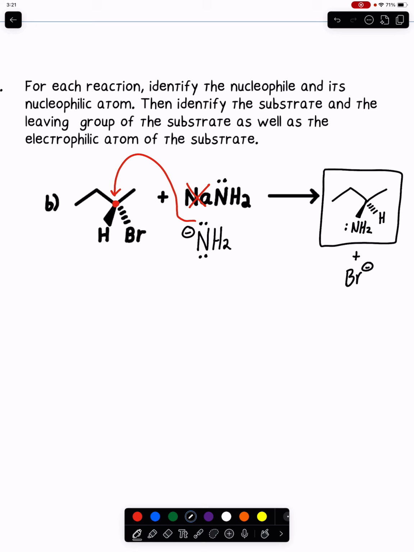You'll learn a little bit later, we're not there yet, but this won't be the only product. There will be some side products, something called an E2 reaction. We're just not there yet, so I'm not going to show that yet.